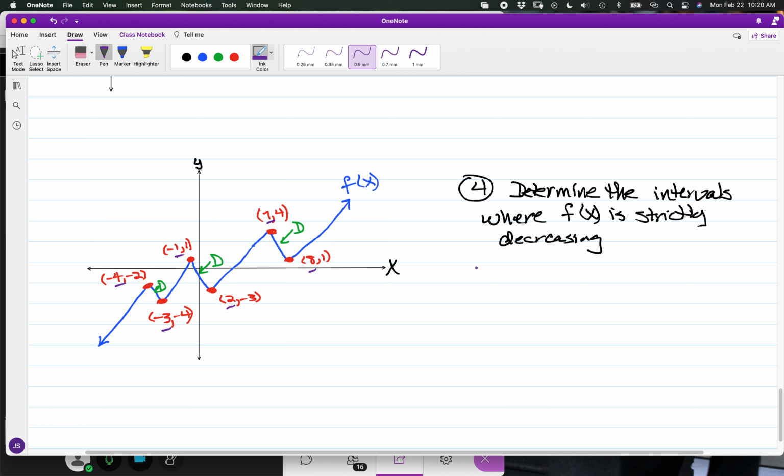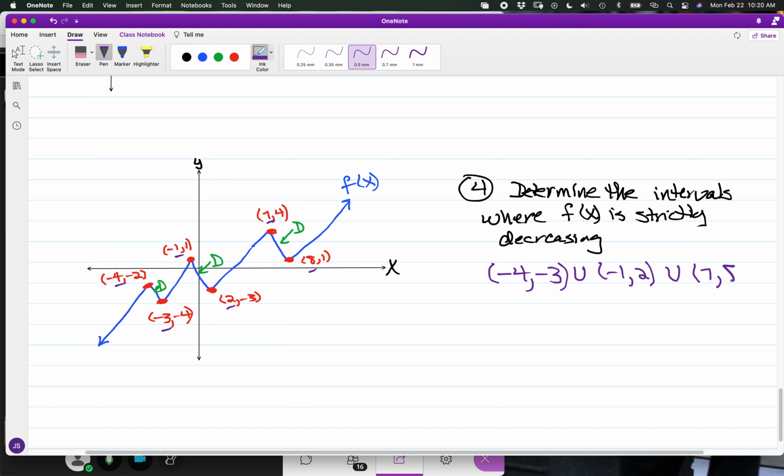So we have going past negative 4, approaching negative 3. We have going past negative 1, approaching 2, and also going past 7 and approaching but not including 8.